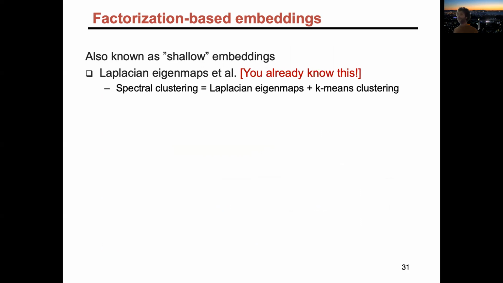Okay, there are really two commonly used embedding methods. One is factorization-based embeddings, known as shallow embeddings. The class I'm going to describe first is based on Laplacian eigenmaps, and the beautiful hint is you already know this. Spectral clustering is nothing but Laplacian eigenmaps plus k-means clustering. Remember, in the spectral clustering part of the lecture, we embedded our graph that represents similarities into a k-dimensional eigenspace. And then on that space, where each column was an eigenvector, we did k-means clustering. Now don't do clustering.